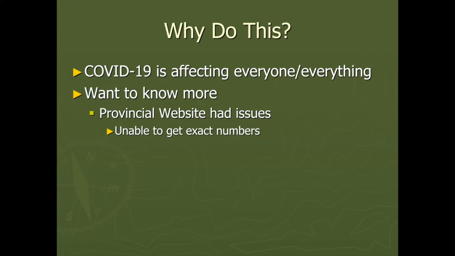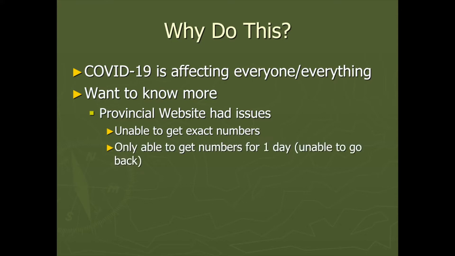So some of the issues I had is I found it really difficult to get some exact numbers within some of the cases. They would show percentages, or some of their graphs you could see, but you couldn't actually get the values for. You can only get the numbers for one day at a time. You couldn't go backwards. So that I found to be a little bit distracting, I guess. And it was missing some information of interest.